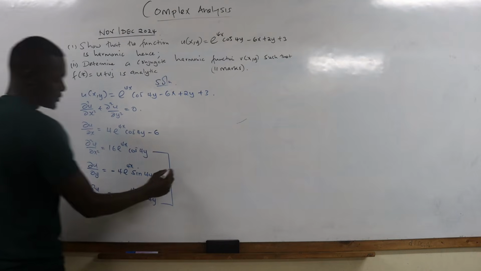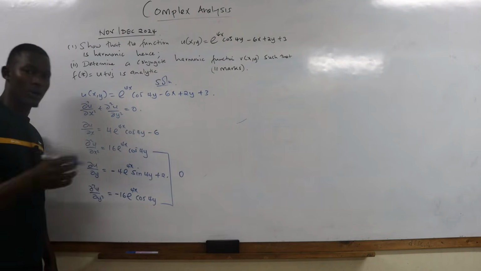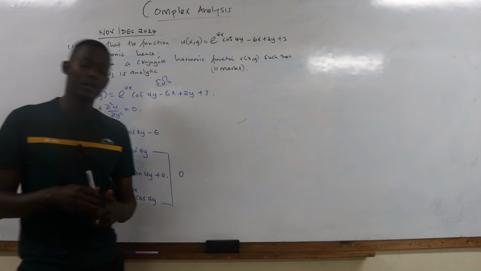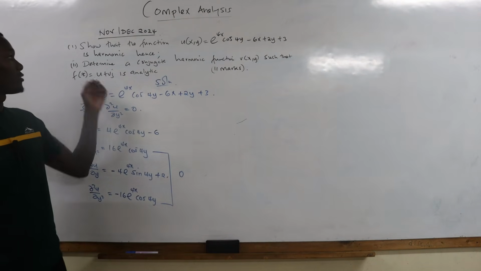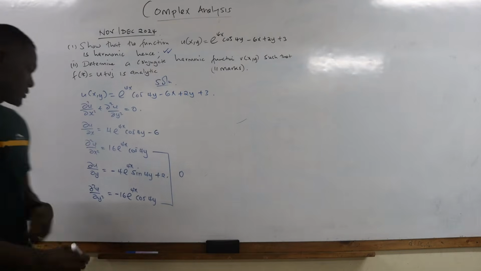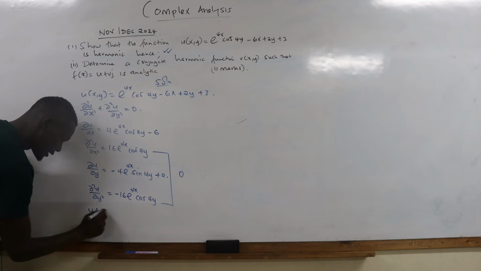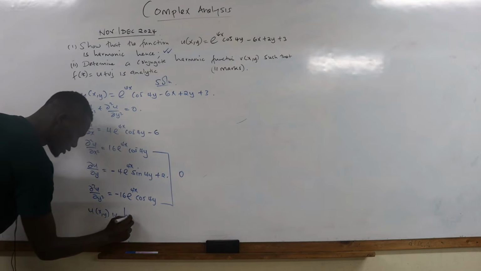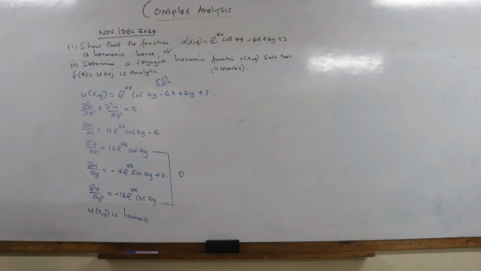You'll get your answer to be 0, because one is always a negative of the other, and so when you add them, basically it gives you 0. So we have proven the first one, that this one is what? It is harmonic. Are we together? So we just say u(x,y) is harmonic.